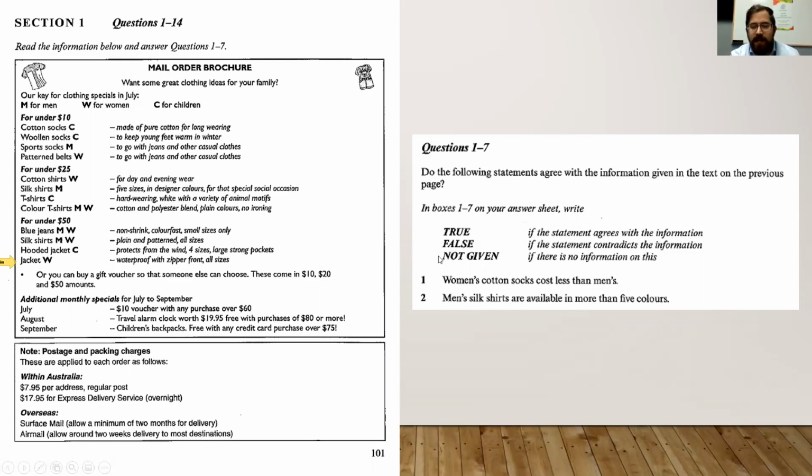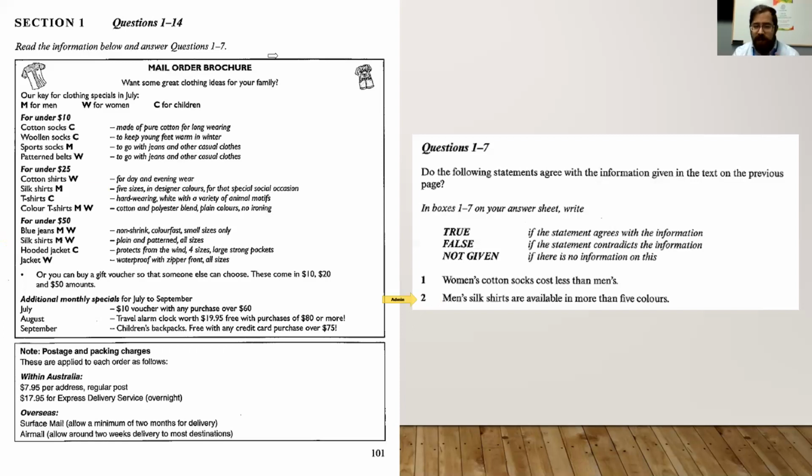Then we go, men's silk shirts are available in more than 5 colors. I look over again, I'm just looking for silk shirts. Okay, we've got silk shirts here and silk shirts here. Good, they're both men's, so that's interesting. Plain and patterned, all sizes. Okay, this is 5 sizes in designer colors. Oh, how many colors is it though? It doesn't say how many colors. So then I know that the answer is not given, okay?